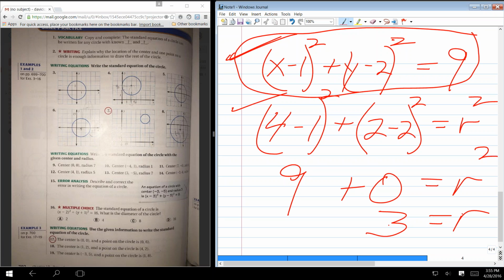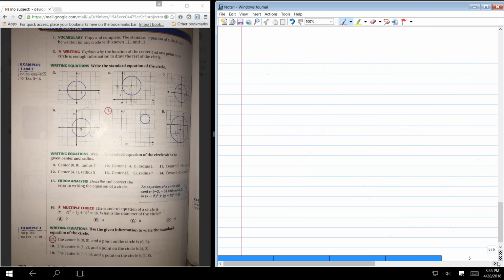And I figured out that it was 3, and now I go back into my original equation that had almost everything except r, and I fill in r. And that's the equation of that circle. Let's do one more of these at least. Let's do 19. We're going to have time just about to do 19.